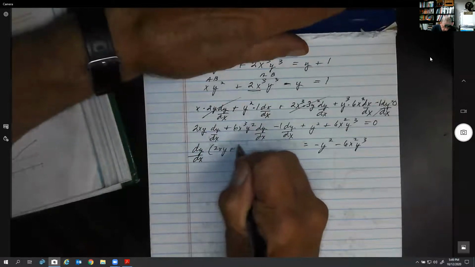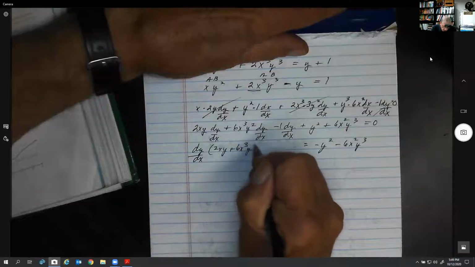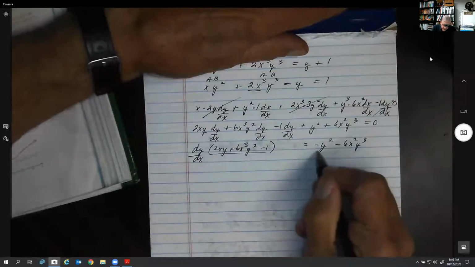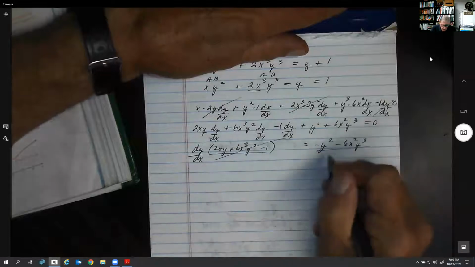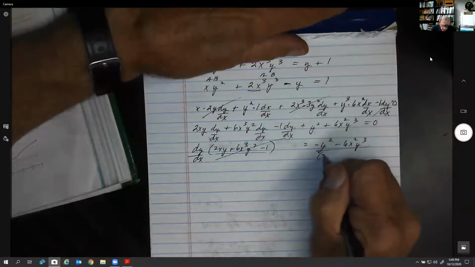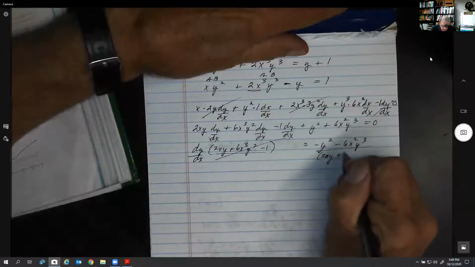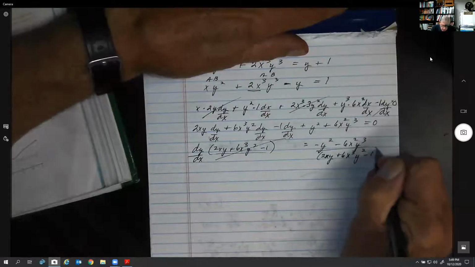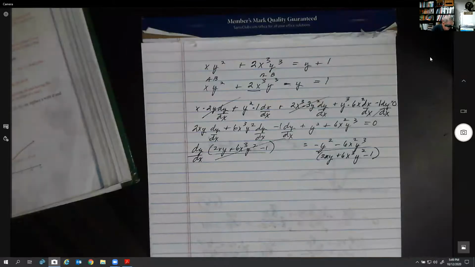2xy plus 6x cubed y squared minus 1. And we're going to divide both sides by that. So that's going to cancel out here, and it's going to give me 2xy. Order isn't important. 6x cubed y squared minus 1, just so you have those two things. And that should be our answer to this problem. So hopefully that helps you a little bit.